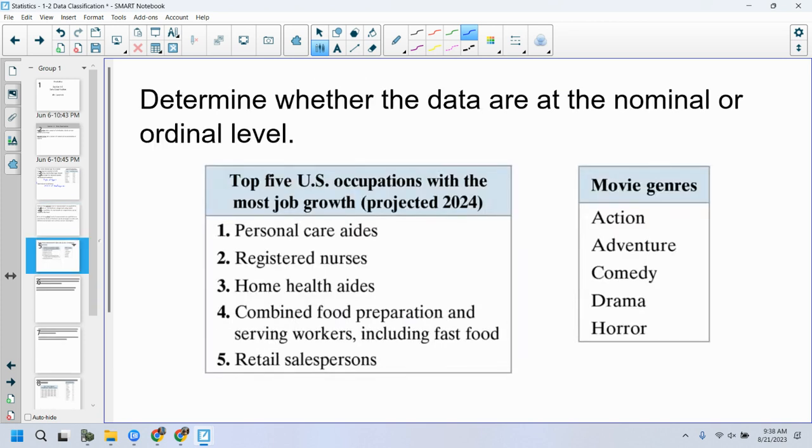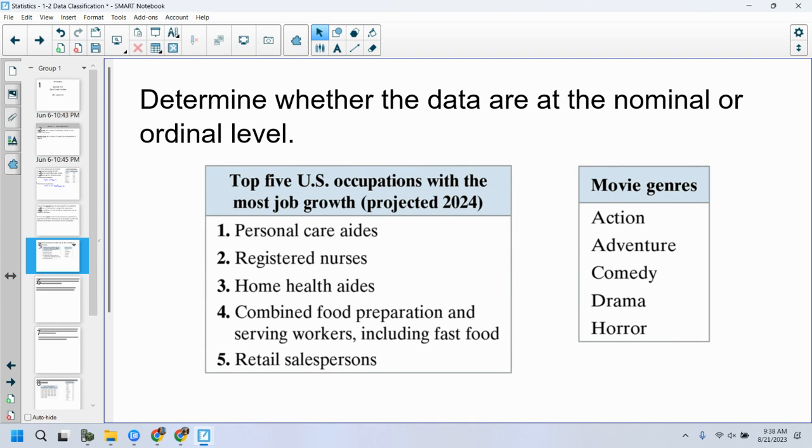Determine whether the data are nominal or ordinal. So we're going to look at the 2 tables here. First table here, top 5 U.S. occupations with the most job growth projected to 2024. All right, nominal or ordinal? Ordinal, because I'm ranking them, right? If I had blanked this out, that turns it from ordinal back to nominal, right? I don't know necessarily whether this is the order at which they go by, but as soon as I rank them, okay, now it's ordinal. Once I rank them, then it turns ordinal.